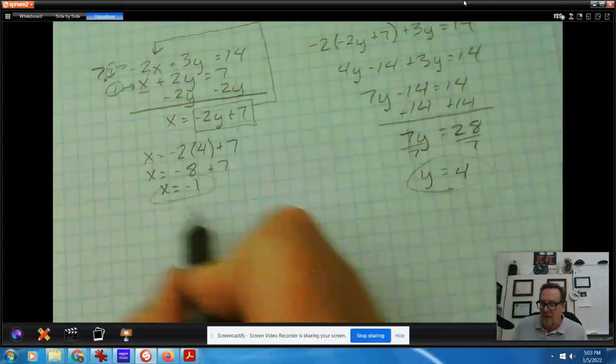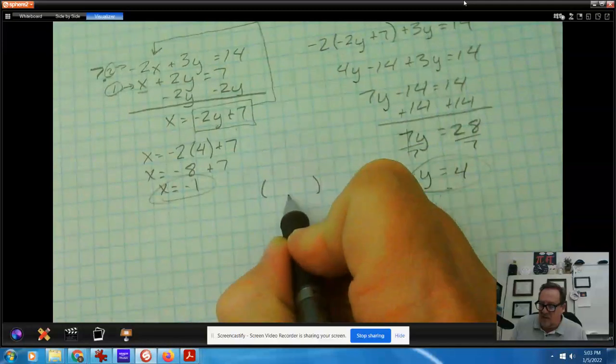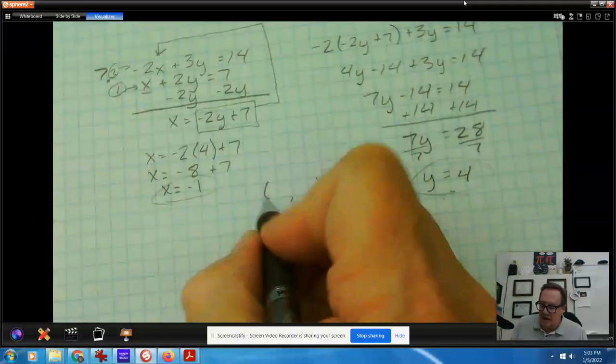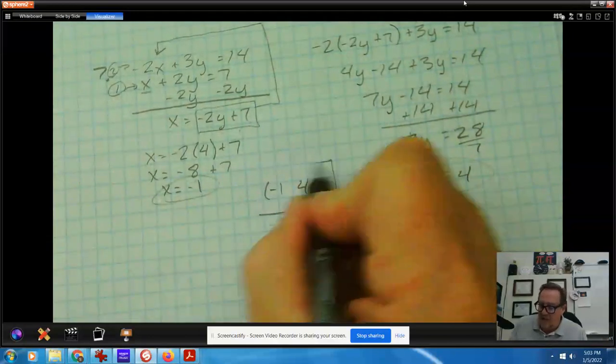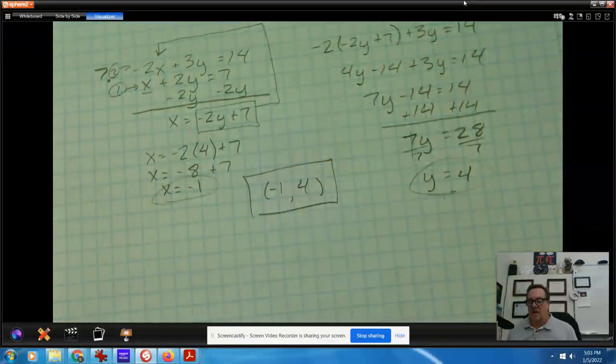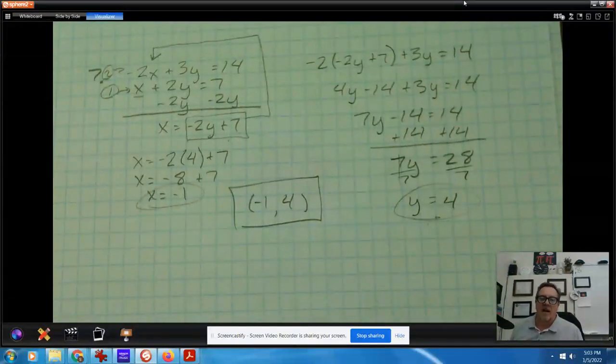So my x is negative 1, my y is 4. We report the answer as an ordered pair. Our x was negative 1, our y was 4. This is our solution to the system. This is the common point that these two lines have in common, okay?